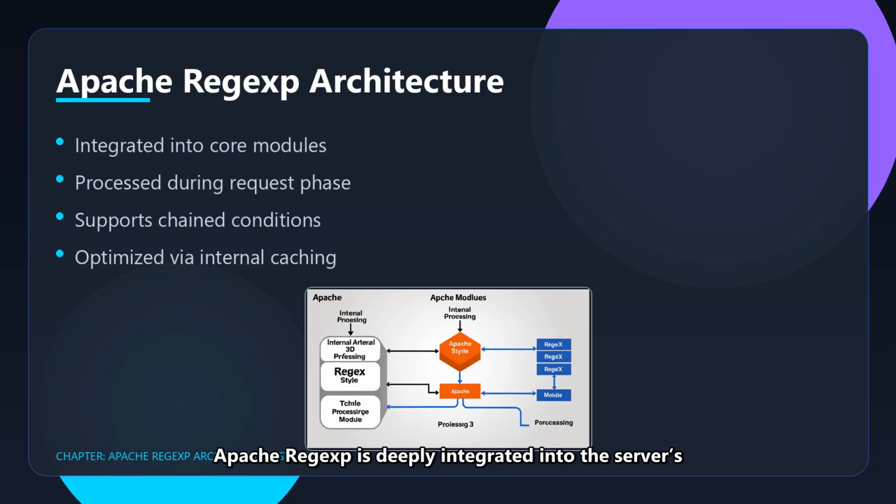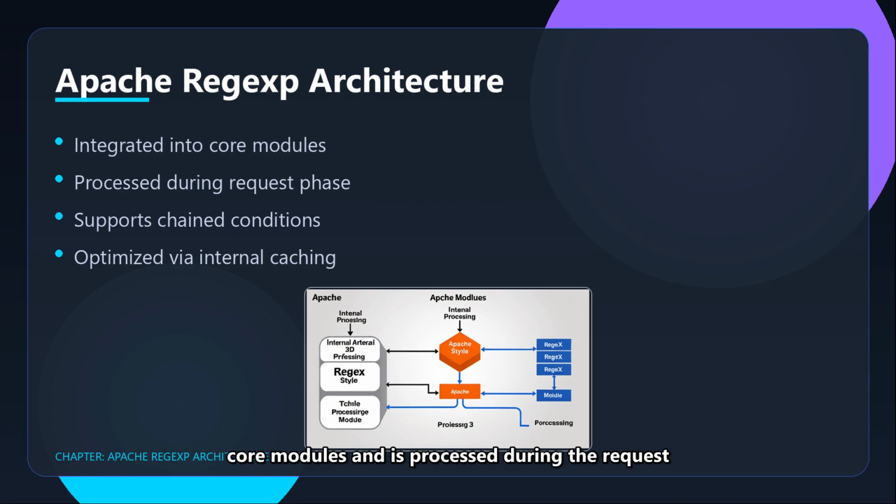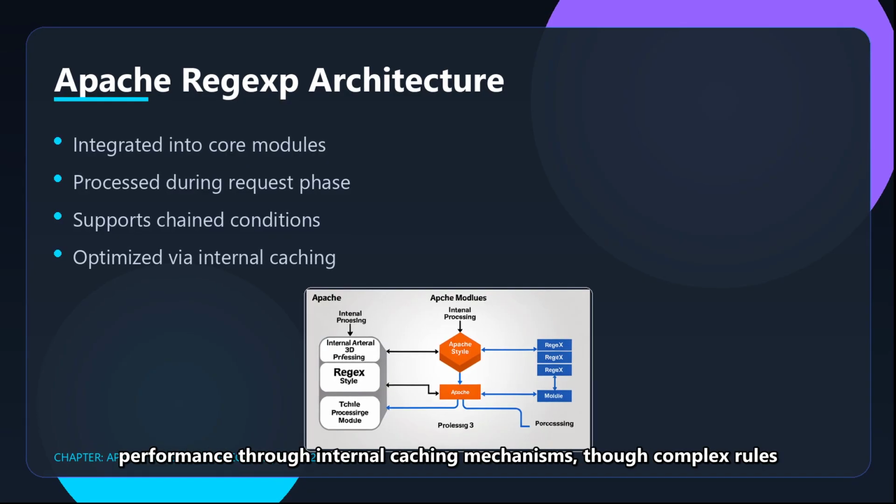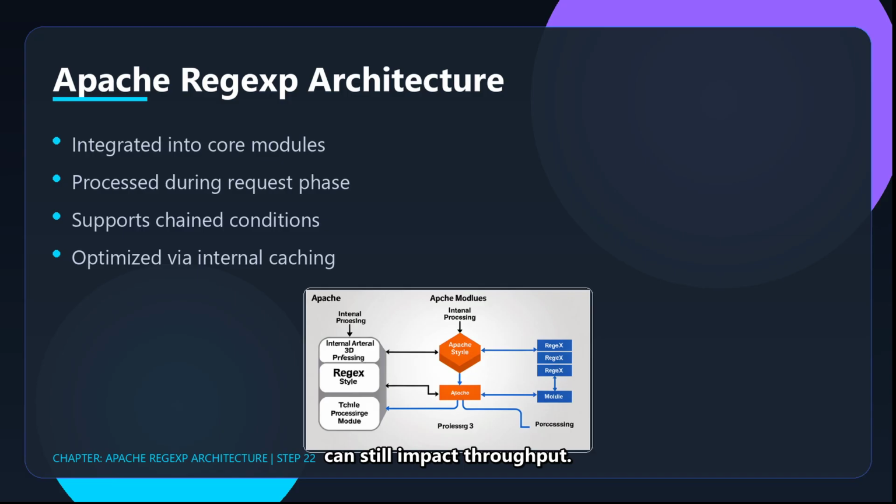Apache Regexp is deeply integrated into the server's core modules and is processed during the request phase. Conditions can be chained, and Apache optimizes performance through internal caching mechanisms, though complex rules can still impact throughput.